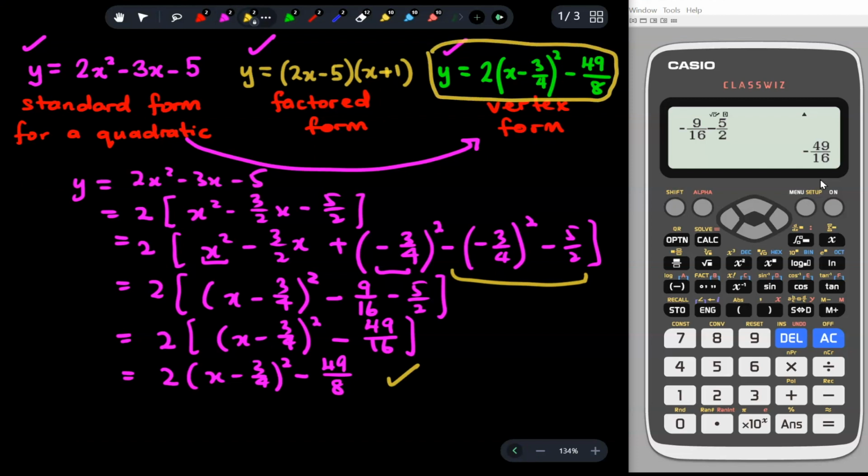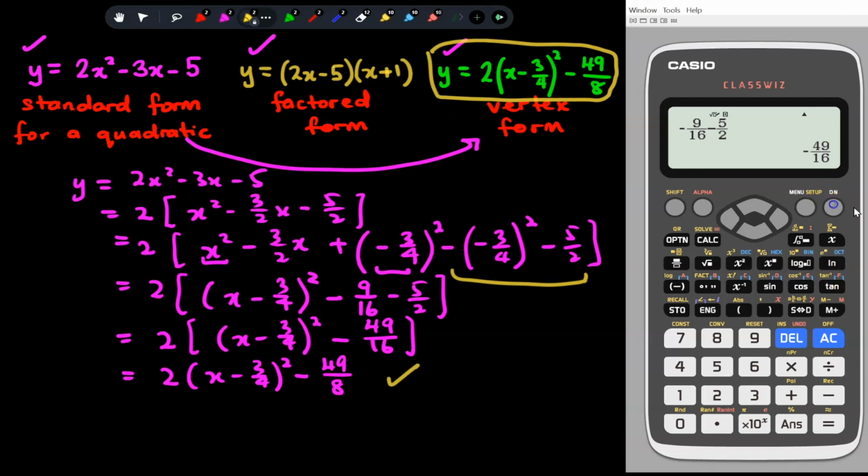And this is how we use the completing the square method to find the vertex form. If you use the calculator, we can actually get the answer in vertex form. Let me show you using the calculator. You go to menu, then you go to the right until you can see the word equation. You see the equation? So it's A.